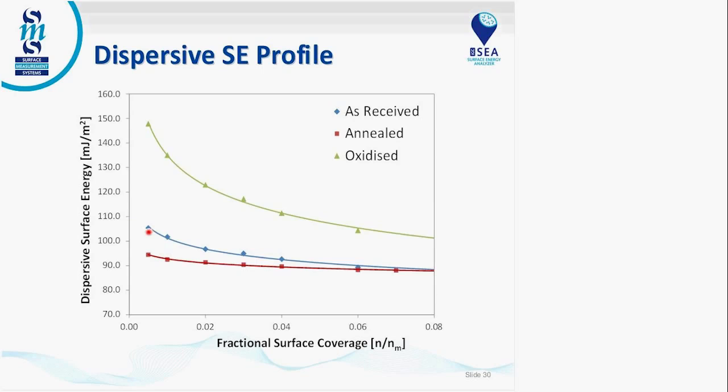The blue is the as received. When you anneal it, you passivate it, or make it lower in energy with more uniform surface groups. As you oxidize it, you increase the surface energy and make it more heterogeneous. You see a much larger span in surface energy values. That's the dispersive surface energy.